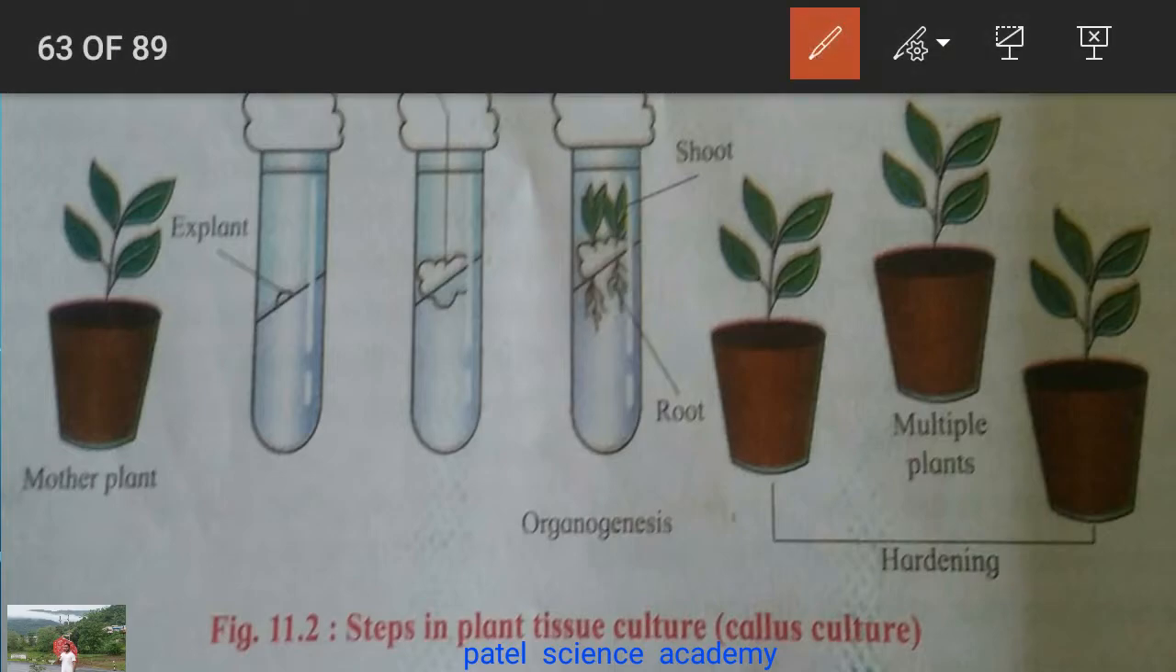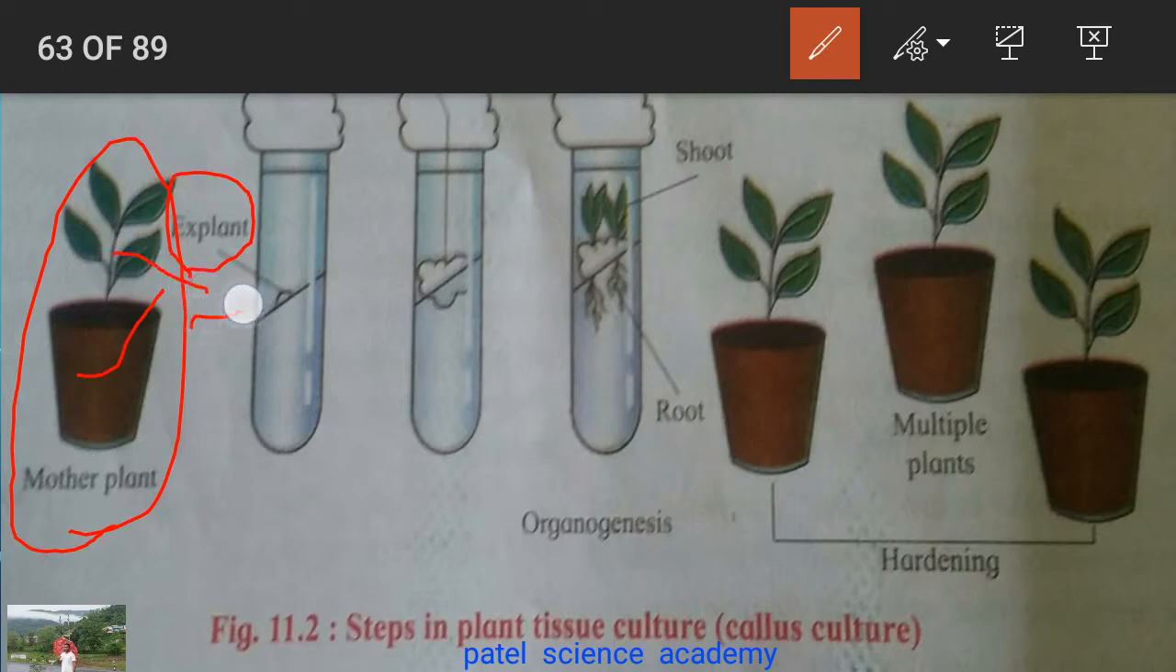Dear students, diagrammatically you can see here this is the mother plant, meaning the plant from which you are going to collect the explant. This explant may be a cell, tissue or any organ from the stem, leaf or root. Suppose you have collected a cell of this leaf, so this is that explant. Now you have transferred this explant into this tube. This tube has the nutrient medium, and in this nutrient medium everything is there, whatever is required for the explant for its growth.